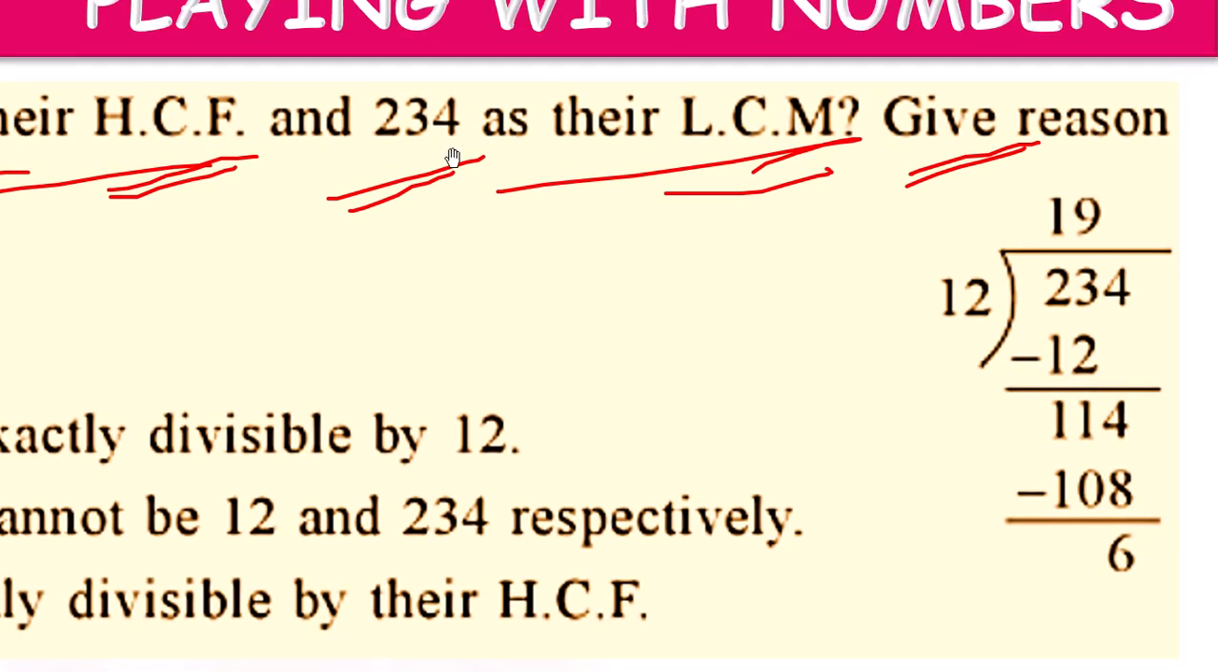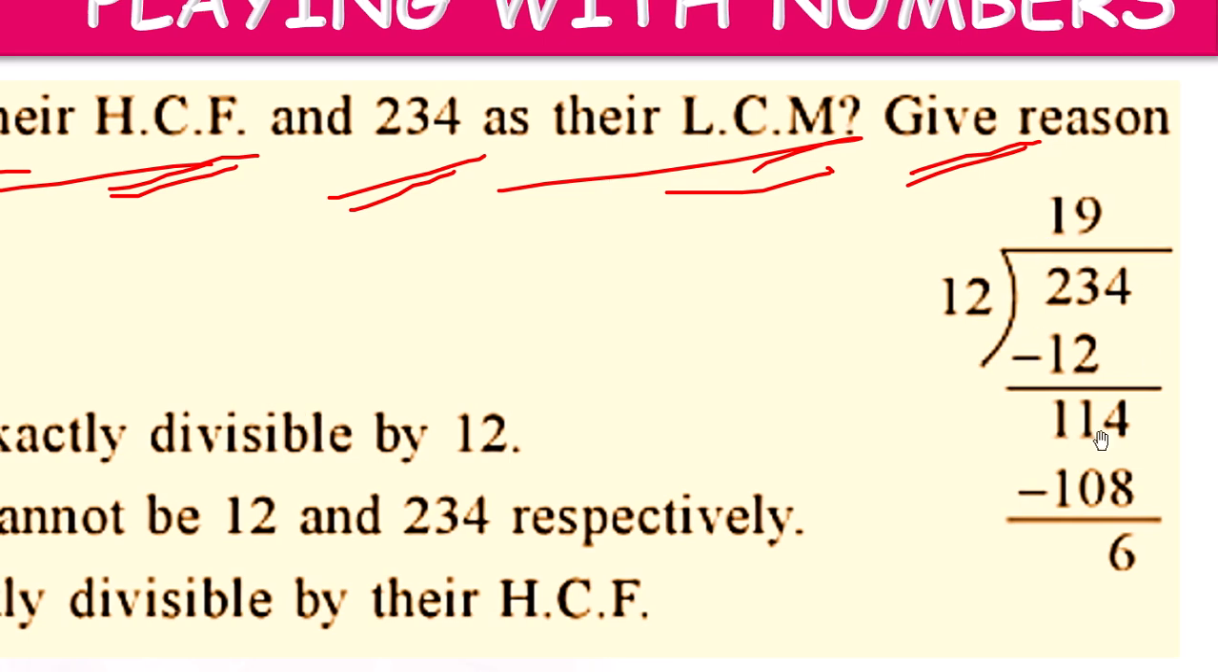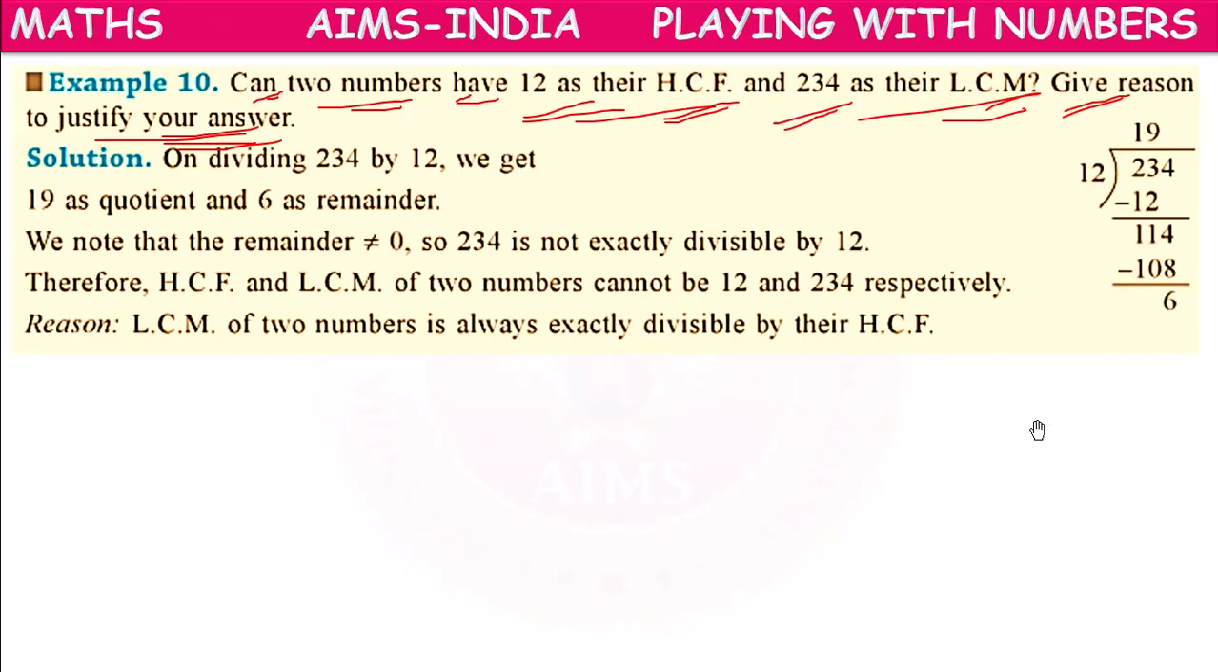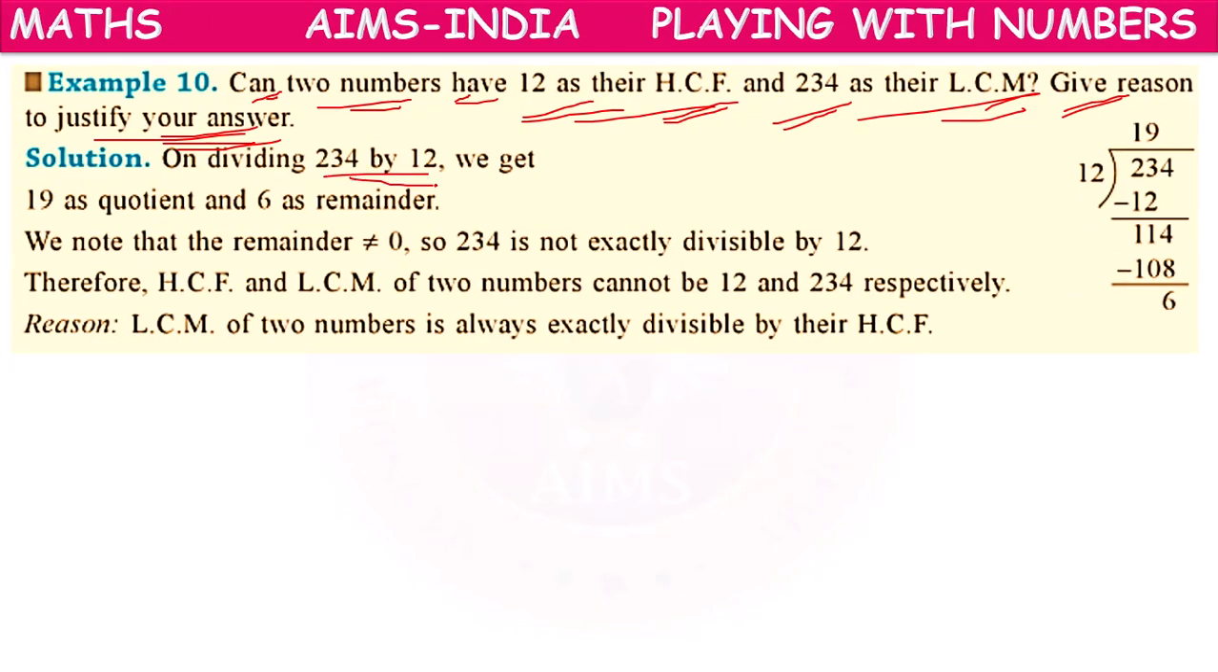Let's divide LCM by HCF. 234 divided by 12: 12 1 is 12, 11 remainder, 4 we take down. 12 9 times 108, 6 is the remainder. So on dividing 234 by 12, we get 19 as quotient and 6 as remainder. The remainder is not equal to 0, so 234 is not exactly divisible by 12. Means LCM is not divisible by HCF.